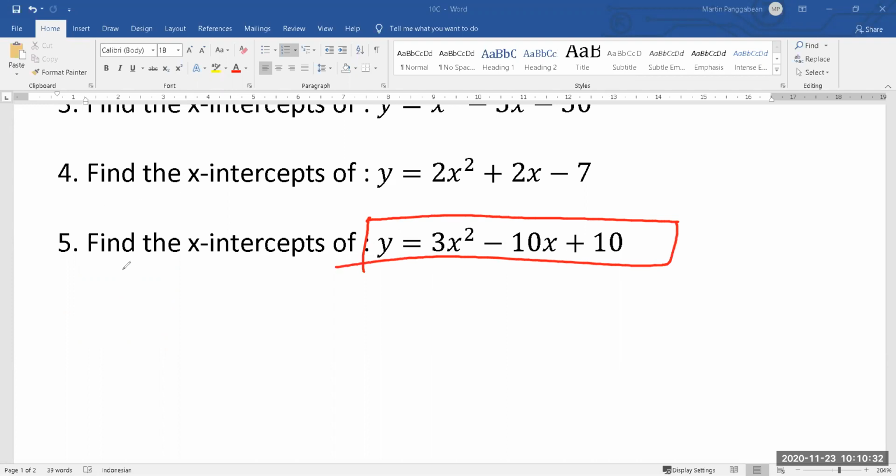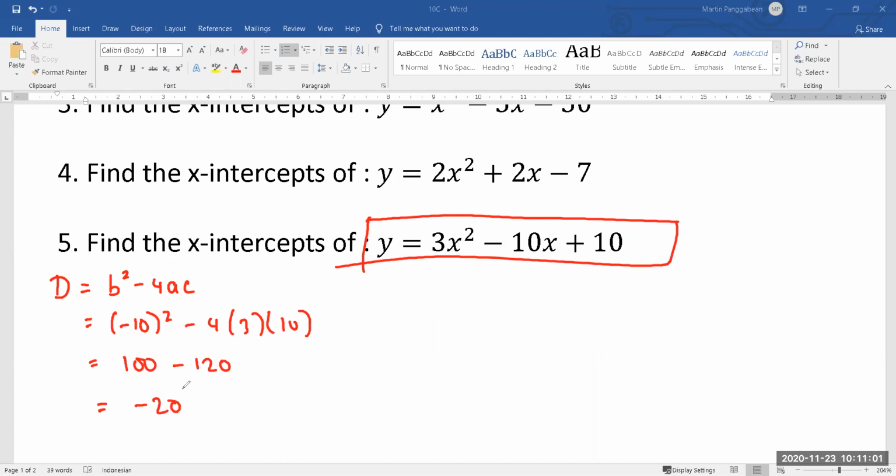Now this is the material for today. If you want to find the discriminant, just to check what kind of case you have, don't forget it is b squared minus 4ac. So it equals negative 10 squared minus 4 times 3 times 10. So it is 100 minus 120. It is negative 20. My question is, Justin Nathan, what case do we have now? If the discriminant is negative 20, what?